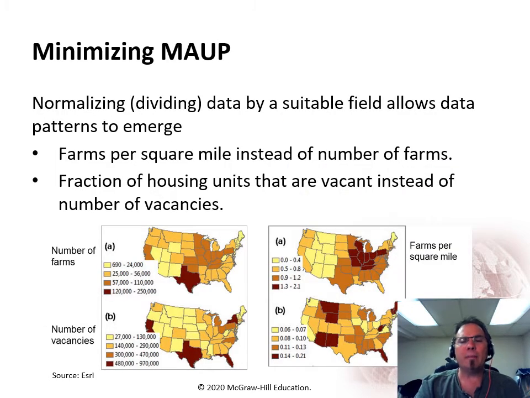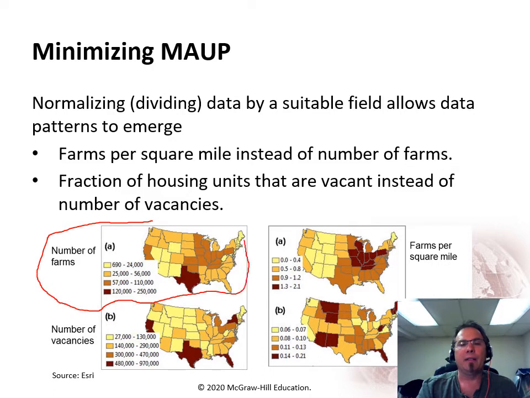The way to minimize the MAUP, or the modifiable areal unit problem, is by normalizing, or dividing the data by a suitable field that allows the data patterns to emerge. If you use the number of farms as an example, you have the number of farms and then you have the number of farms per square mile. So here's the number of farms over here. We expect that, right? That's Texas. Texas has the most space. It's going to get the most number of farms.